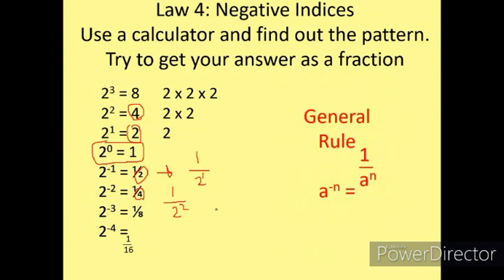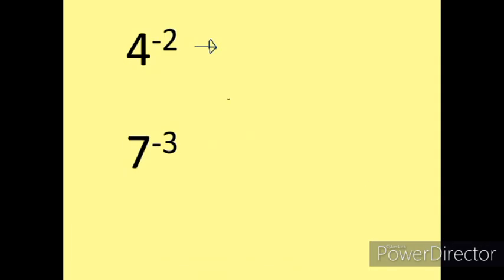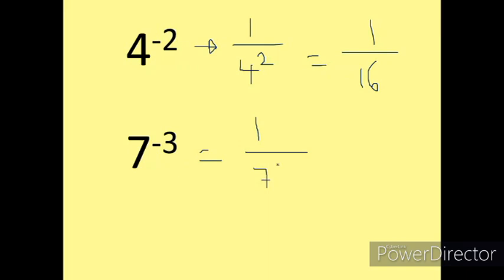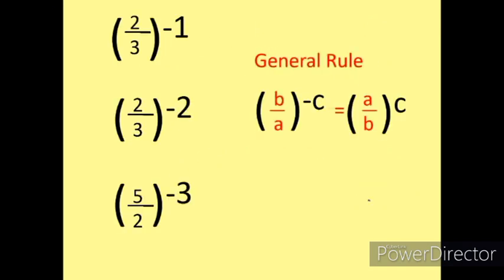Okay. And this is your general rule, that a to the power minus. So 4 to the power minus 2 is 1 over 4 squared, okay, which is 1 over 16. And 7 to the power minus 3 is 1 over 7 cubed, which is 1 over 343. Okay. And that should be nice, should be easy to remember. But what we need to do, we need to move on to fractions, like 2/3 and 5/2.